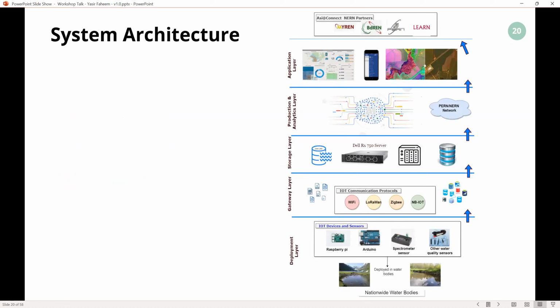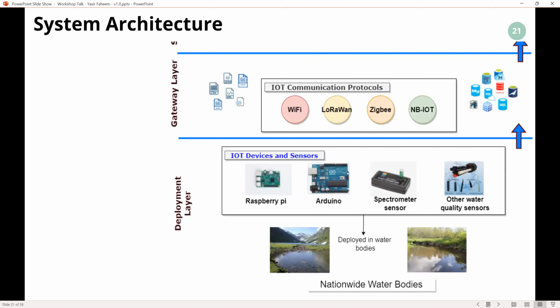So this is the overall system architecture that we plan on developing. I will quickly discuss this from bottom upwards. We start from the bottom layer. So we have water bodies, rivers, lakes, ponds all across Pakistan. First of all, we want to deploy an IoT-enabled system.